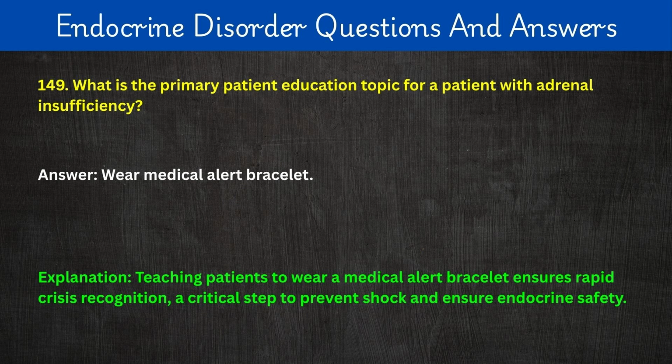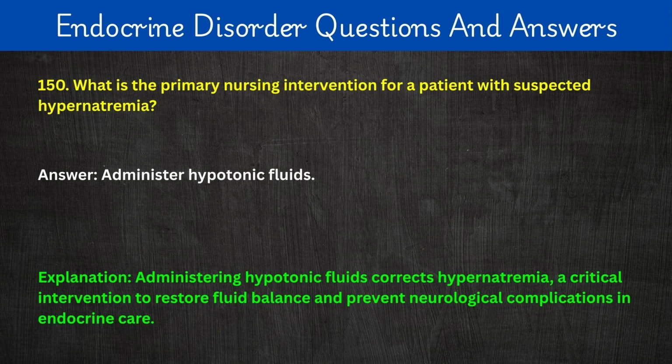149. What is the primary patient education topic for a patient with adrenal insufficiency? Answer: wear medical alert bracelet. Explanation: teaching patients to wear a medical alert bracelet ensures rapid crisis recognition, a critical step to prevent shock and ensure endocrine safety.